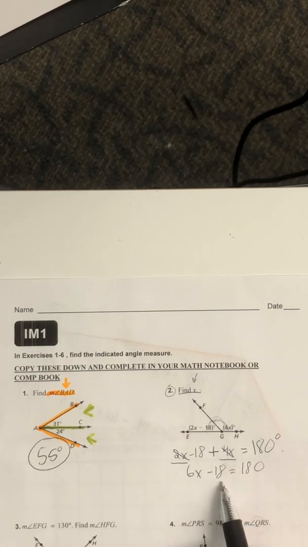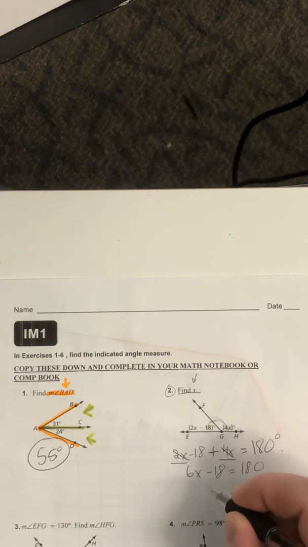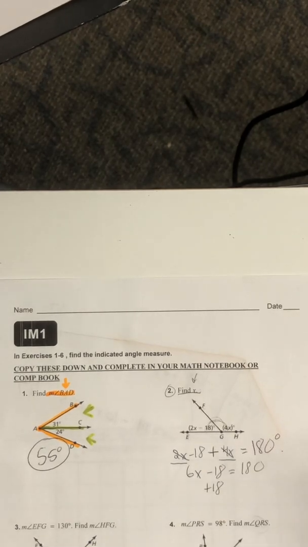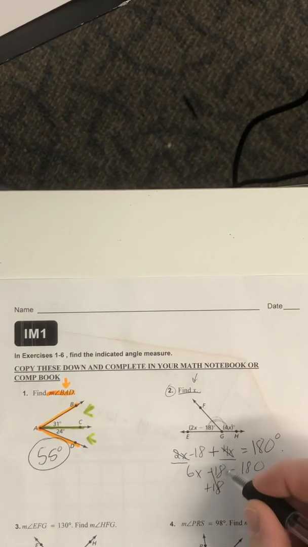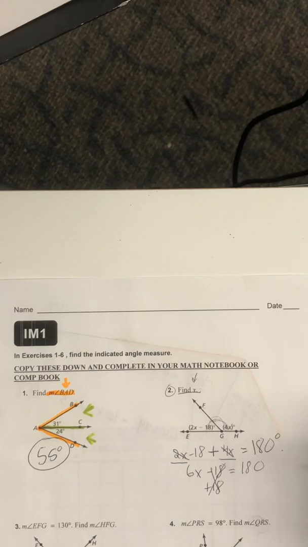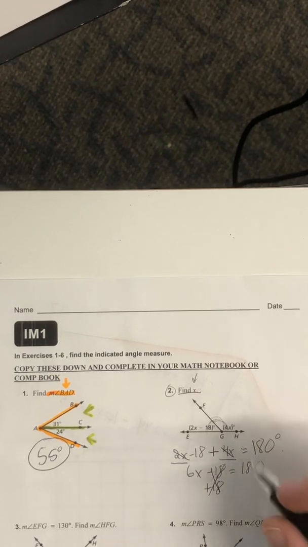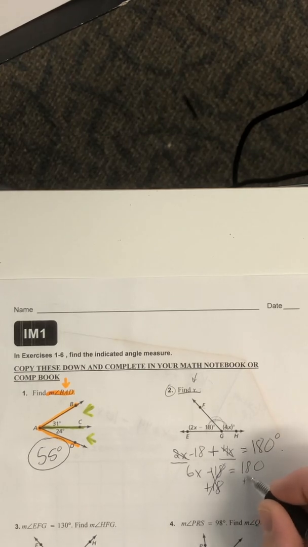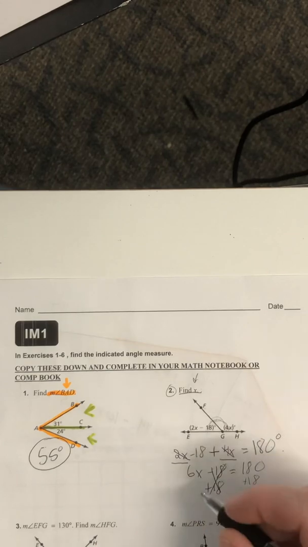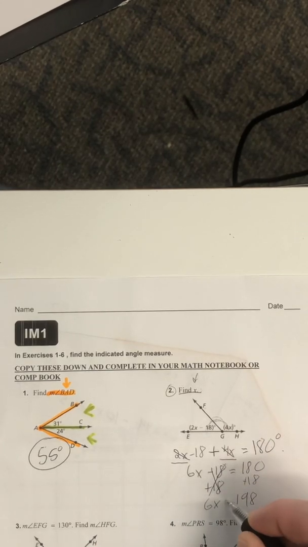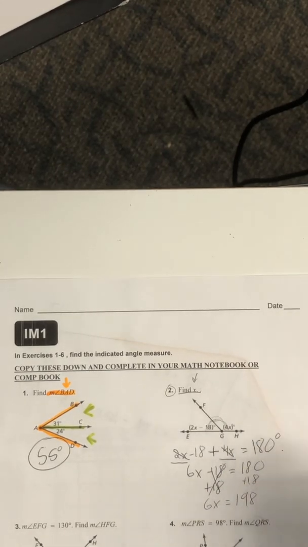So this negative 18 needs to change. I'm going to totally get rid of that. So my 6x can be by itself, adding 18. But now what we do to one side, we have to do to the other. And we add 18. So that'll be 198. Drop down the 6x, and that's the point because our very last step is divide.